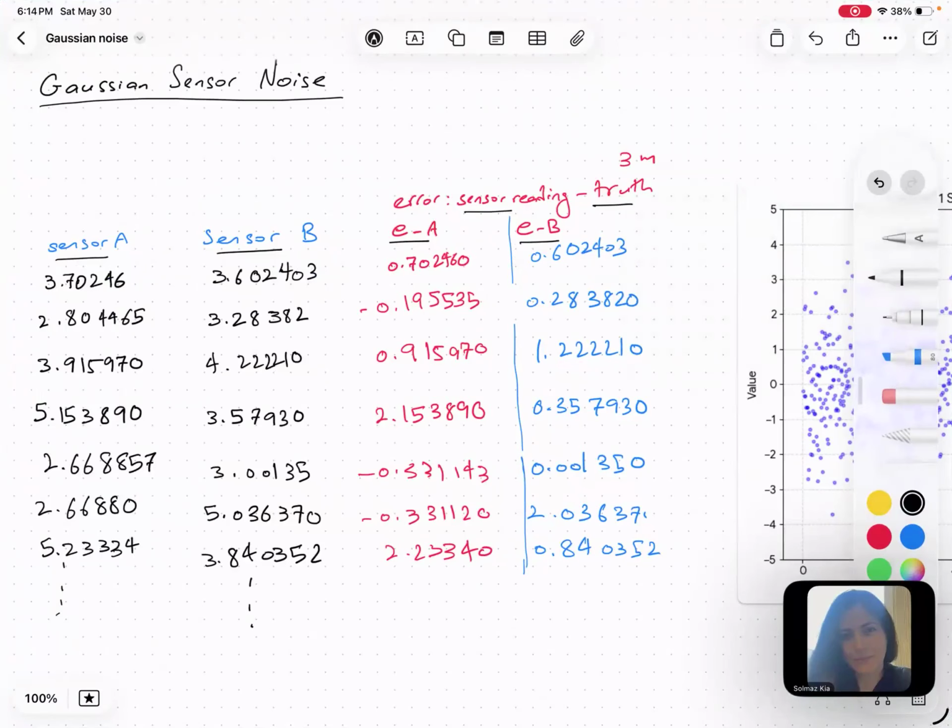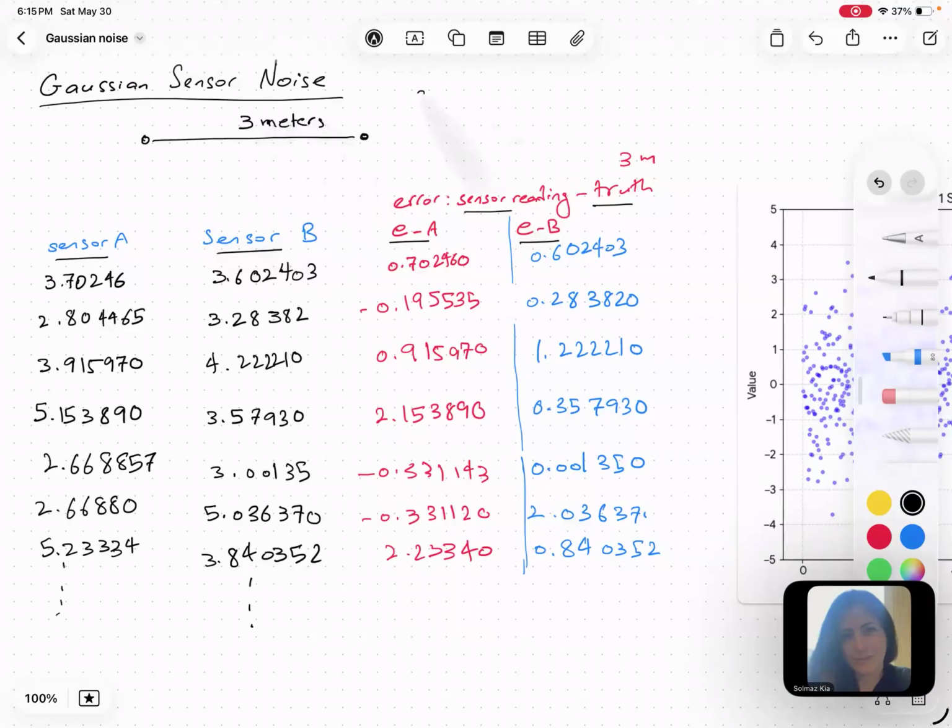In this video, we want to talk about Gaussian sensor noise. So imagine we have 2 points, and we are using a sensor like a laser rangefinder or an ultra wideband ranging sensor to measure the distance between these 2 points. Imagine the ground truth, the exact distance between these two nodes, is 3 meters.